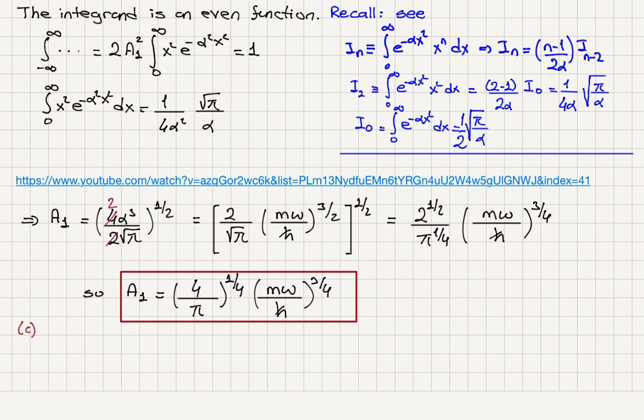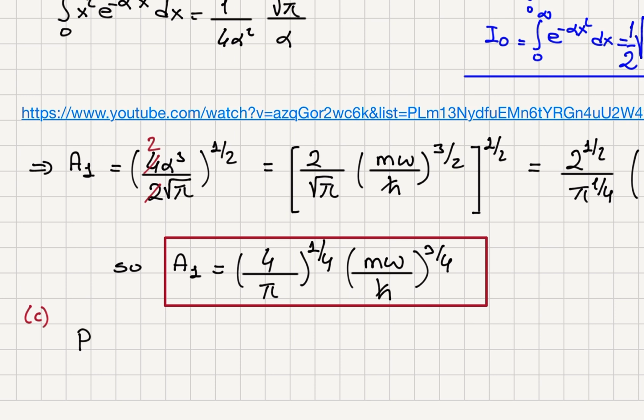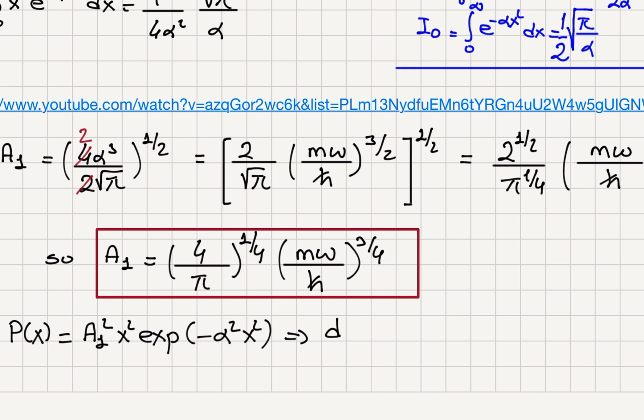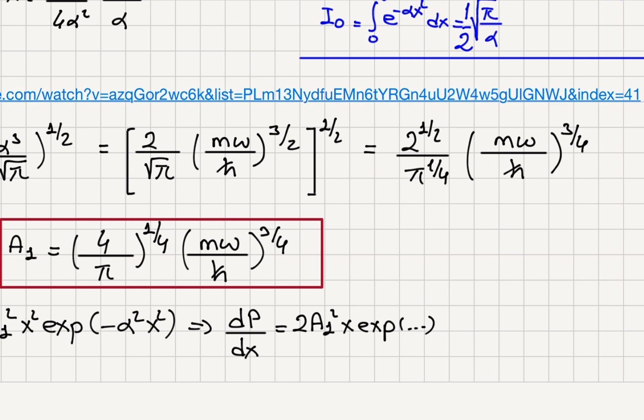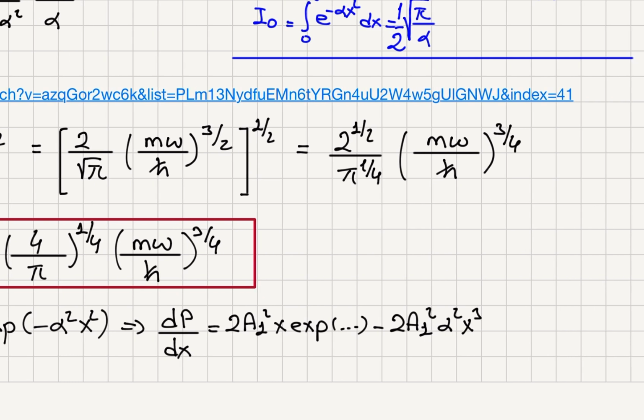All right, so for part C, the probability density is now a1 square x square exponential minus alpha square x square. If I take the derivative of the probability density function with respect to x, I can find the extremum points. The first term is 2a1 square x times the exponential. The second term is minus 2 alpha square x multiplied with x, which gives minus 2 a1 square alpha square x cubed times the exponential. This is equal to 0 at the extremum points.